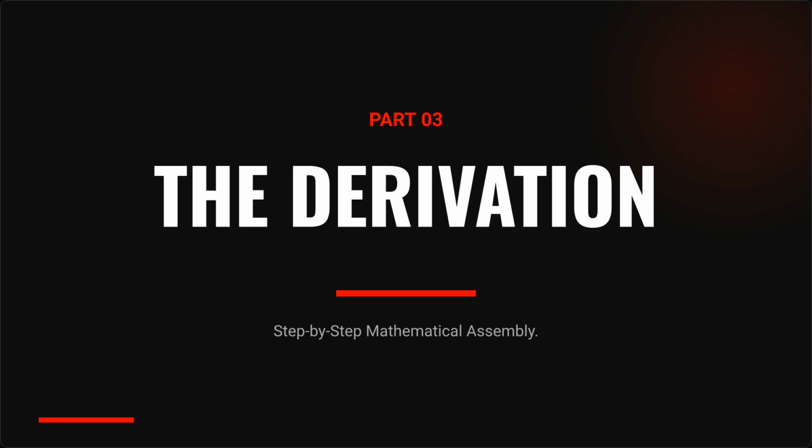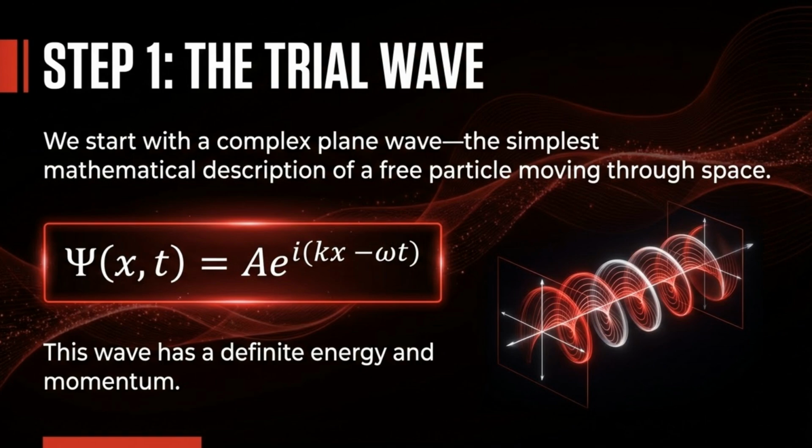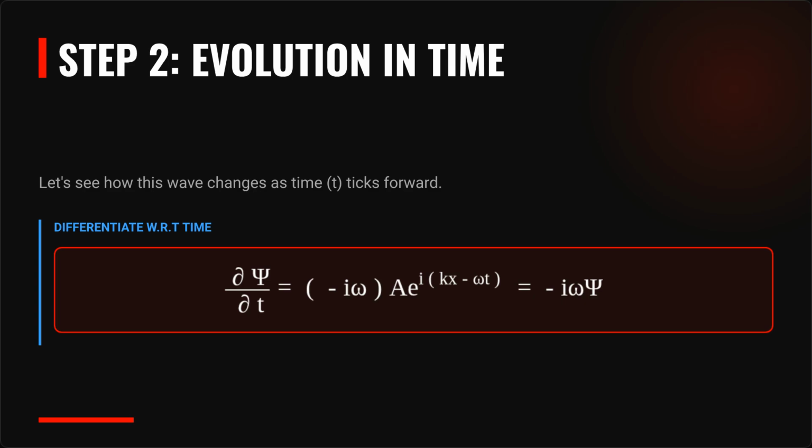Now we move to Part 03, the derivation, where we perform the step-by-step mathematical assembly of the TDSE. Step 1, the trial wave. We begin with a complex plane wave, the simplest description of a free particle moving through space, which has a definite energy and momentum. Step 2, evolution in time. We differentiate the trial wave with respect to time, to see how the wave changes over time.